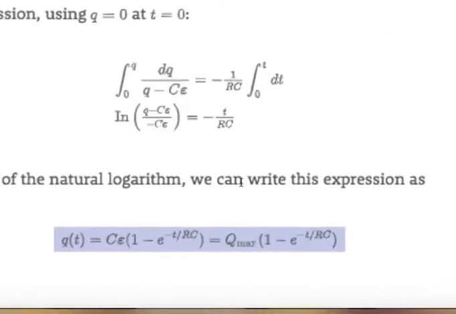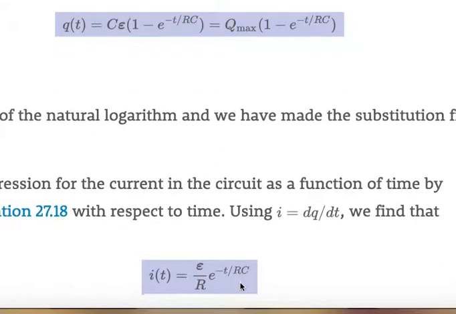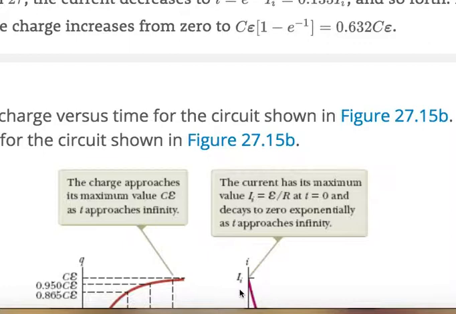Instead, this is what you need to know. The charge that is present on the capacitor is equal to Q max times 1 minus e to the negative t over RC. This RC term is called the time constant. It's also represented with a tau. And basically what that means is you start off with no charge, and the charge builds up to a maximum asymptotic value of Q max.